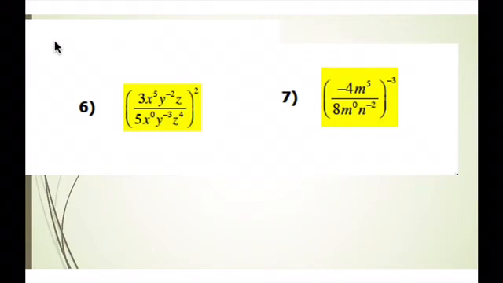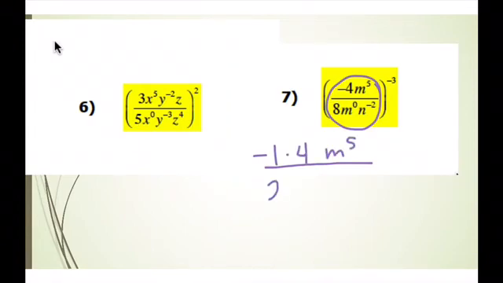Okay, so the next one is kind of a combination of a couple of things. So the first thing we're going to do again is make sure that everything in here is as cleaned up as it can be. So I'm going to start with a fraction bar. I have -1 times 4, and then m to the 5th, and then on the bottom I've got 2 times 4. M to the 0 is just 1, so I'm not even going to write anything.